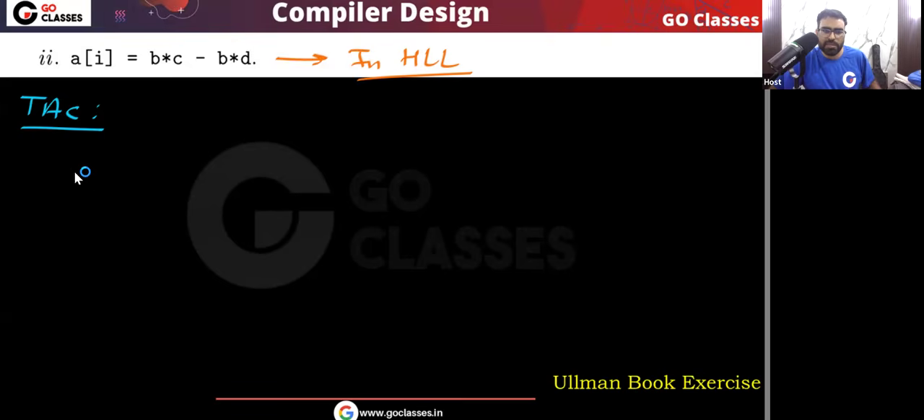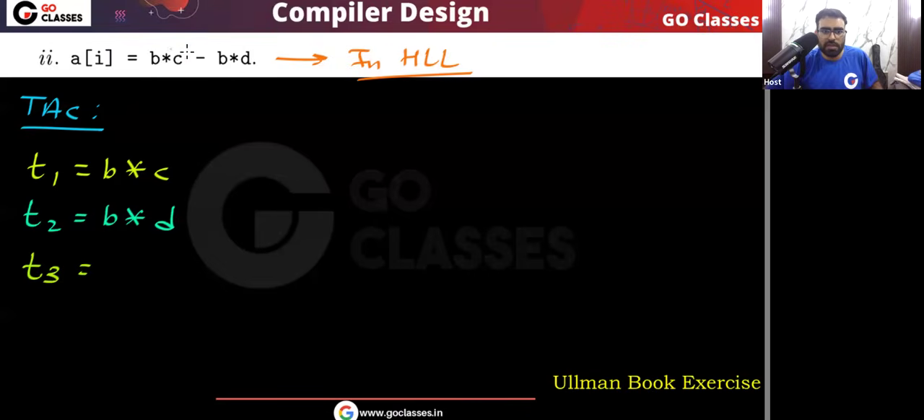For this statement, what will the three address code be? Very simple. T1 is equal to B into C. This B into C we can store in some temporary variable T1. Then T2 will have B into D. Then T3 will be T1 minus T2, and then in A[I] we are storing T3.